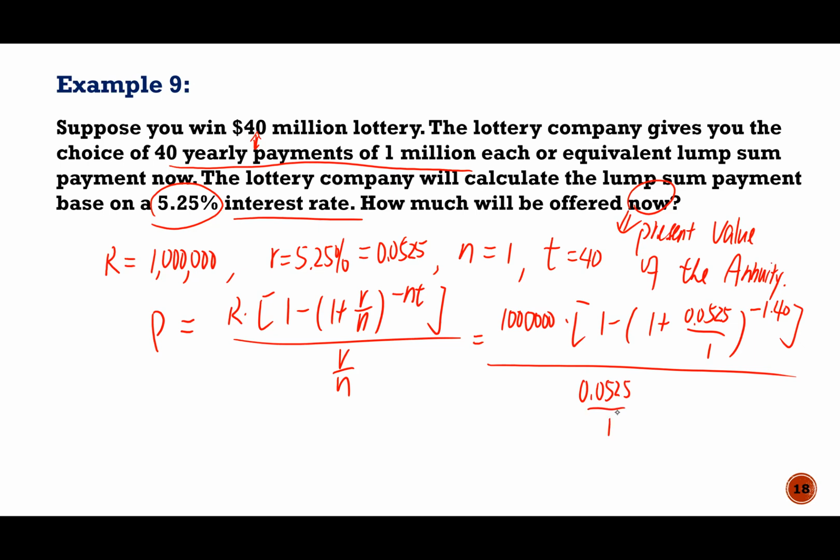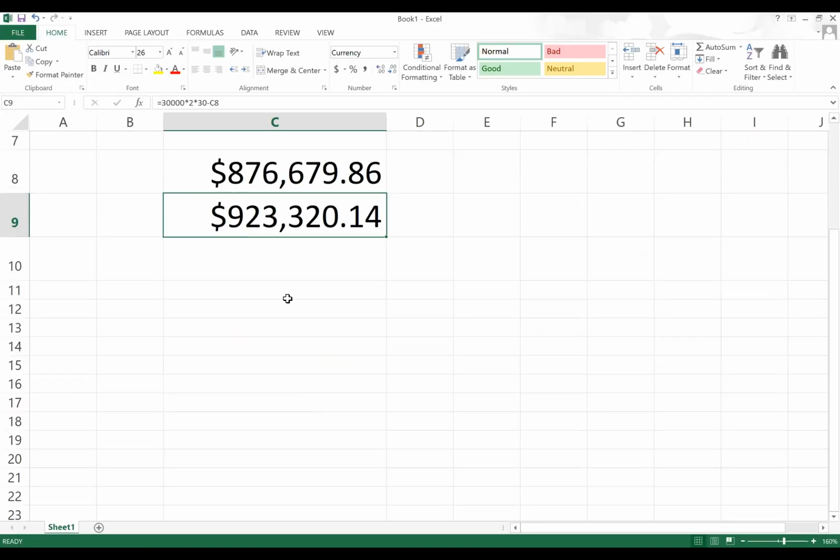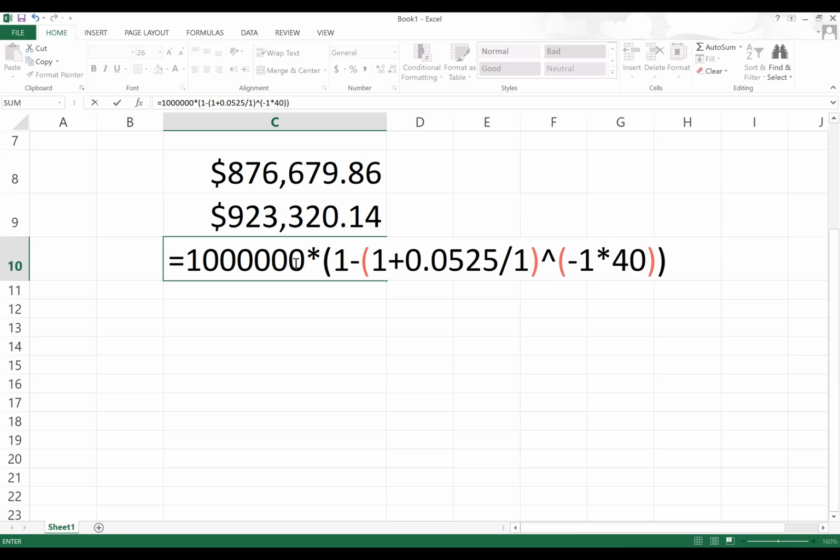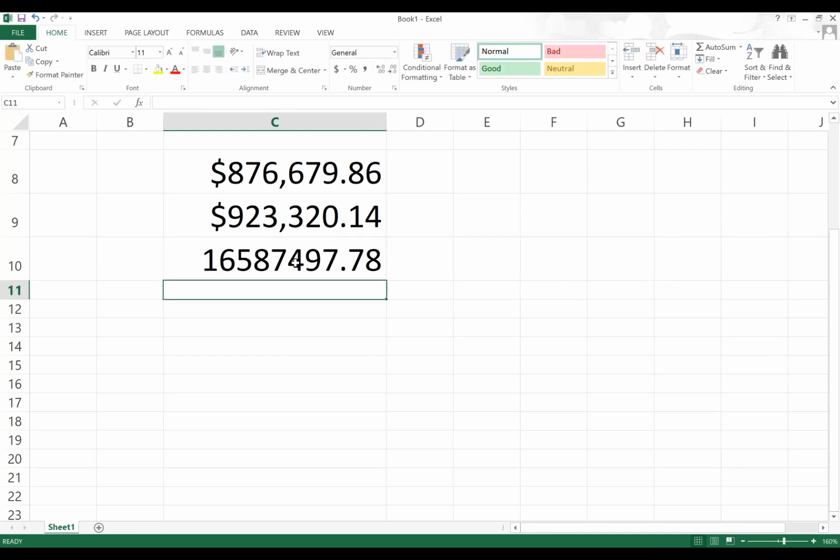Okay. Now one more time, we just use Excel to do the work. We do this 1 million, okay, multiply by 1 minus 1 plus 0.0525 by 1. Okay, and raised to negative 1 times 40. Okay, that'll be the numerator. Okay, and let's take care of the denominator. So it will be 0.0525 by 1. Okay, and we have the proper input. All you have to do is hit enter and get a result.